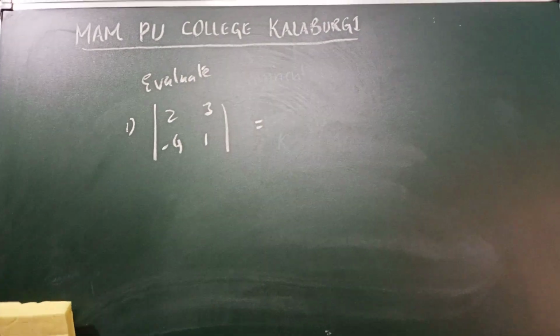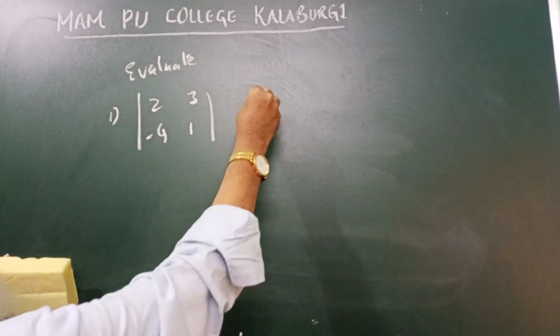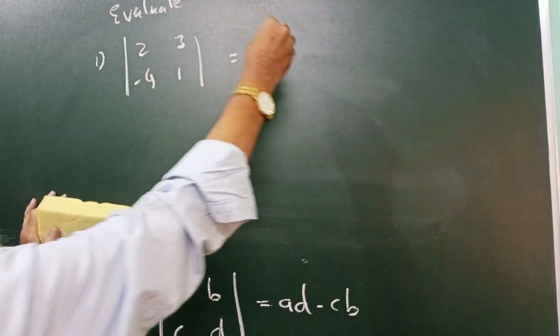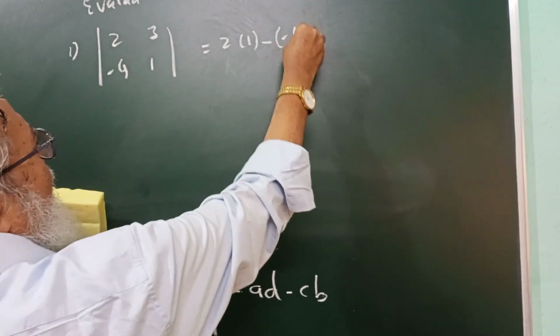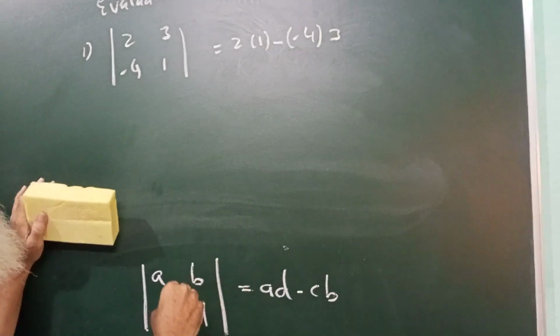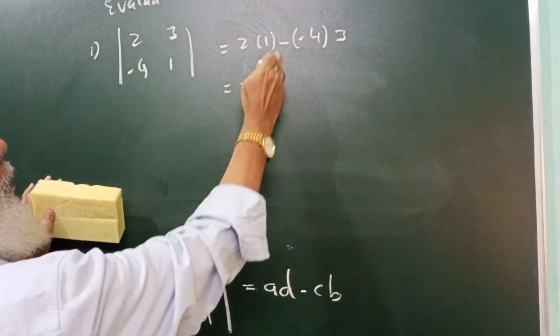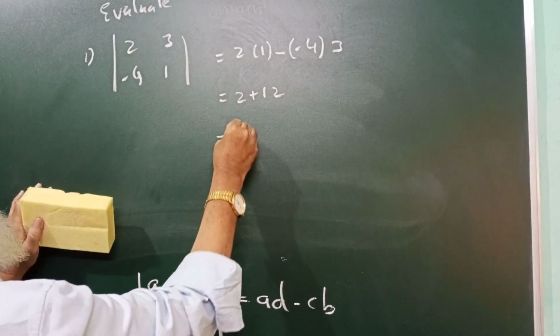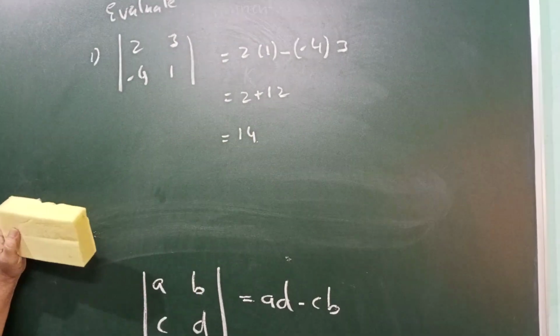See here. Again by using this definition, 2 into 1 minus, this is minus 4 into 3. That is 2 minus of minus plus 12. It is 14.